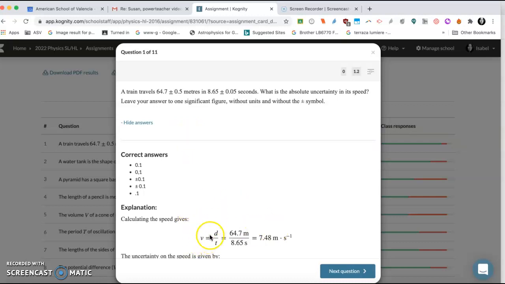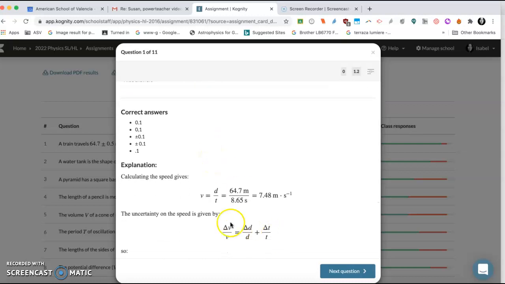So first, please find the speed. This should give you a value of 7.48. Then deal with the uncertainties. Because it's a division, the fractional uncertainty is equal to the uncertainty in the distance plus the uncertainty in the time.